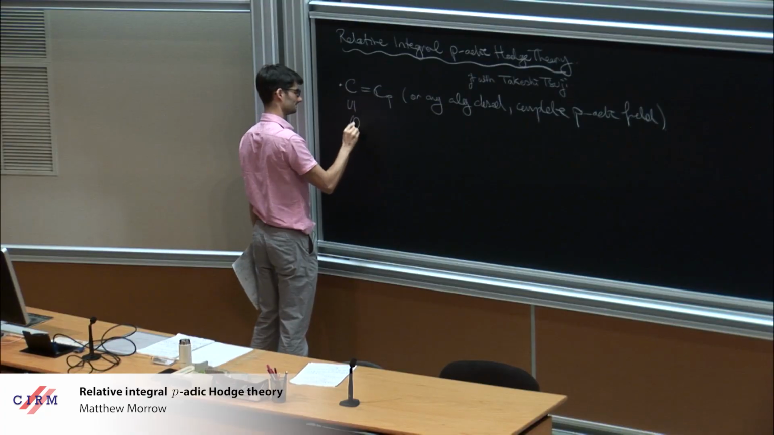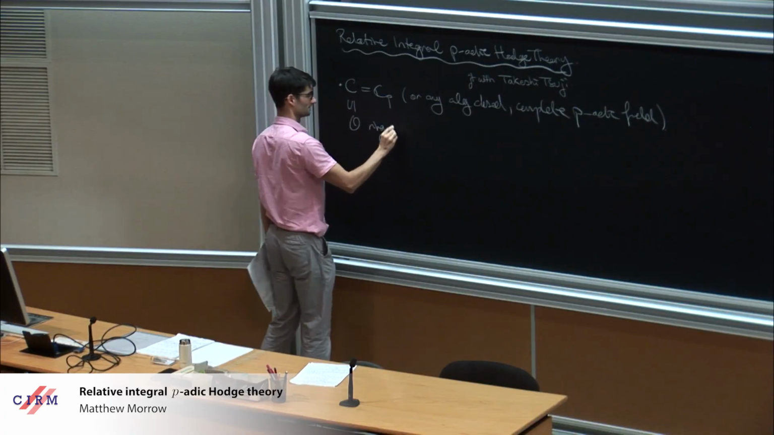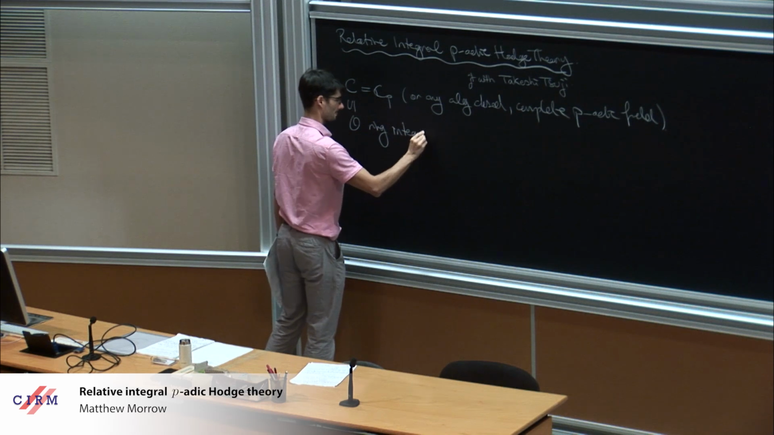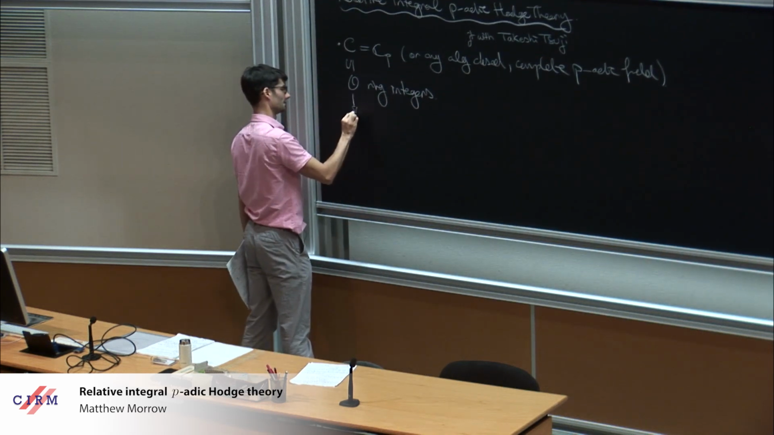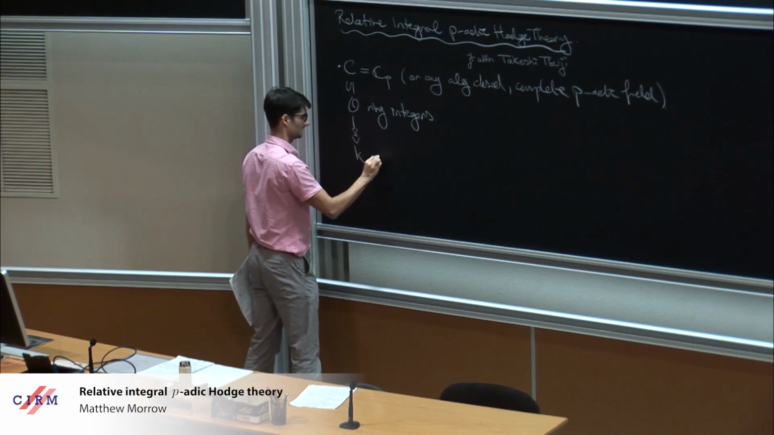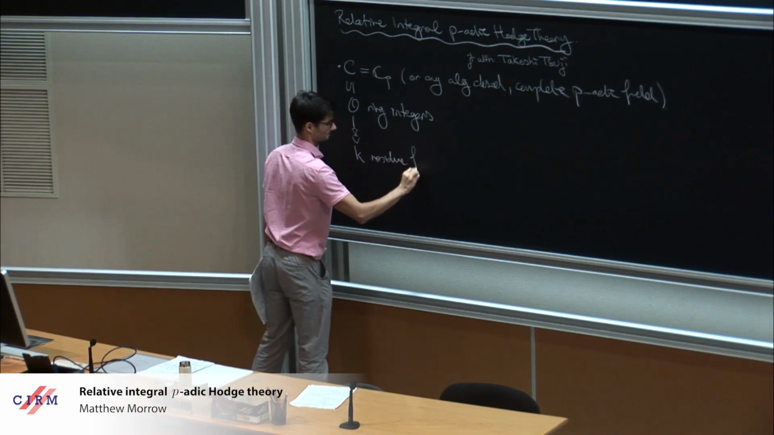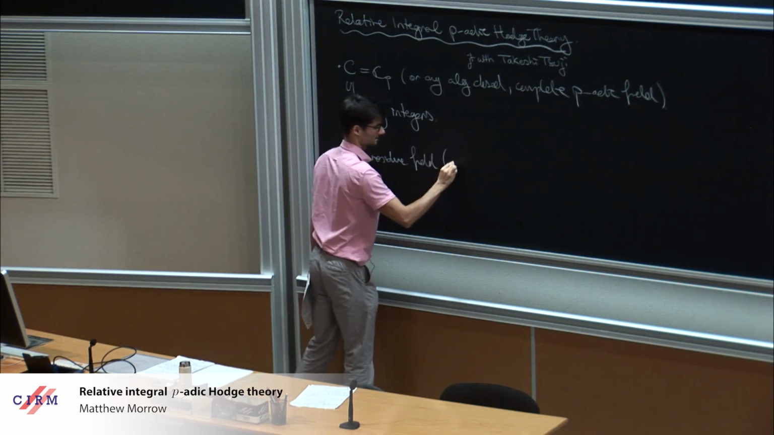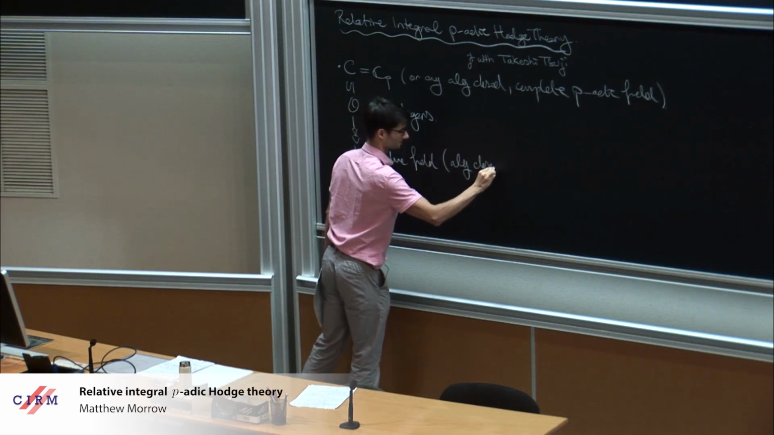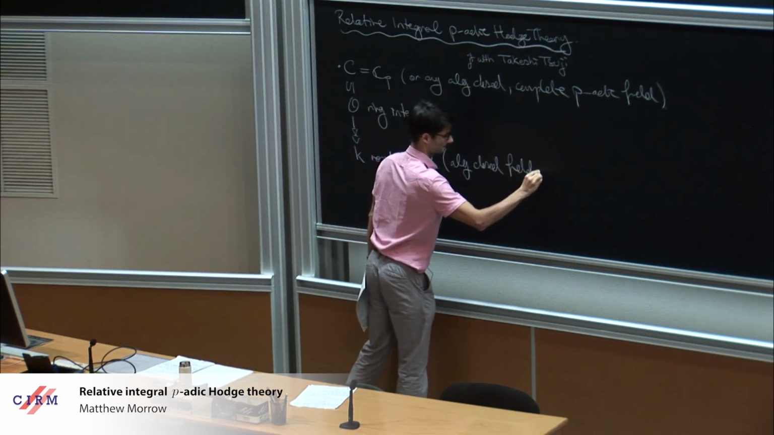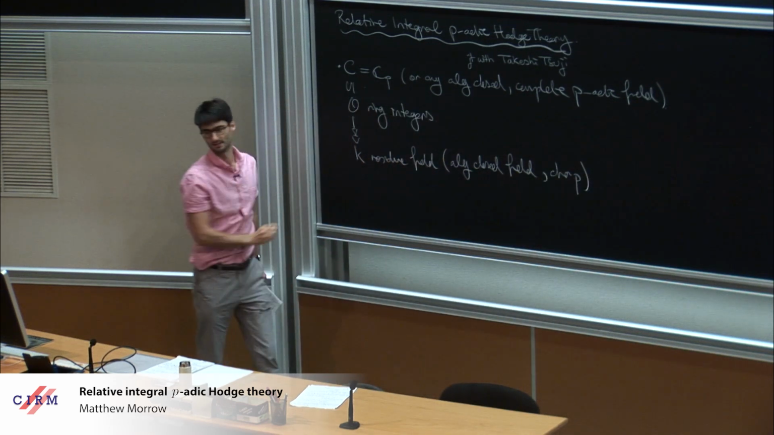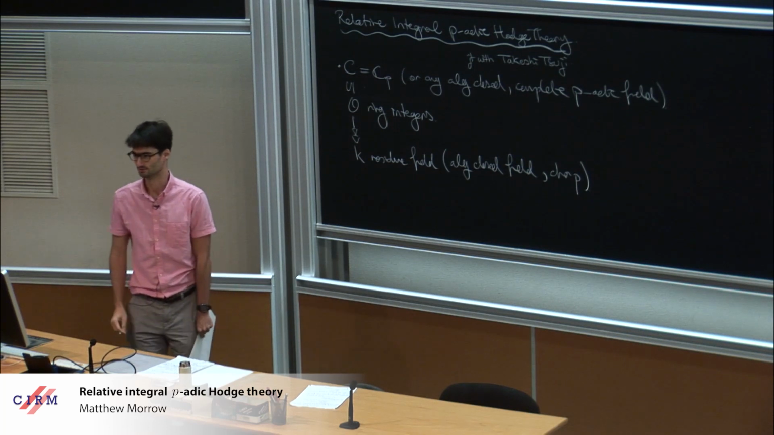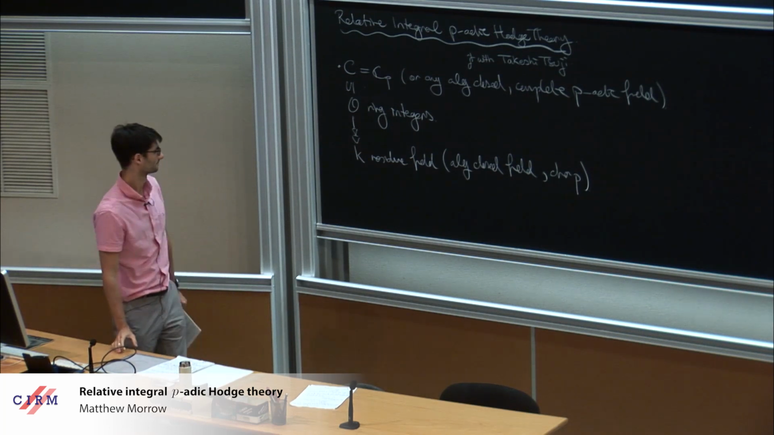Inside that, we'll be interested in its ring of integers. And then we have the residue field little k, which is some algebraically closed field of characteristic p. And of course, in the main case of the completion of the algebraic closure of Q_p, that's then just F_p bar.